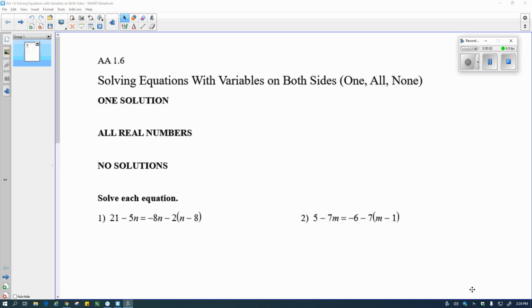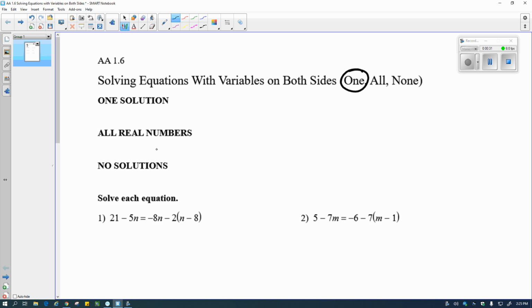You've been working on solving equations with variables on both sides, and up until now you've always only got one solution for your equation. But now we're going to take a look at situations where it could be infinitely many solutions. In fact, we say it's all real numbers. Any number would work. Or no solution at all. It's an equation that is unsolvable. No number at all would work in there.